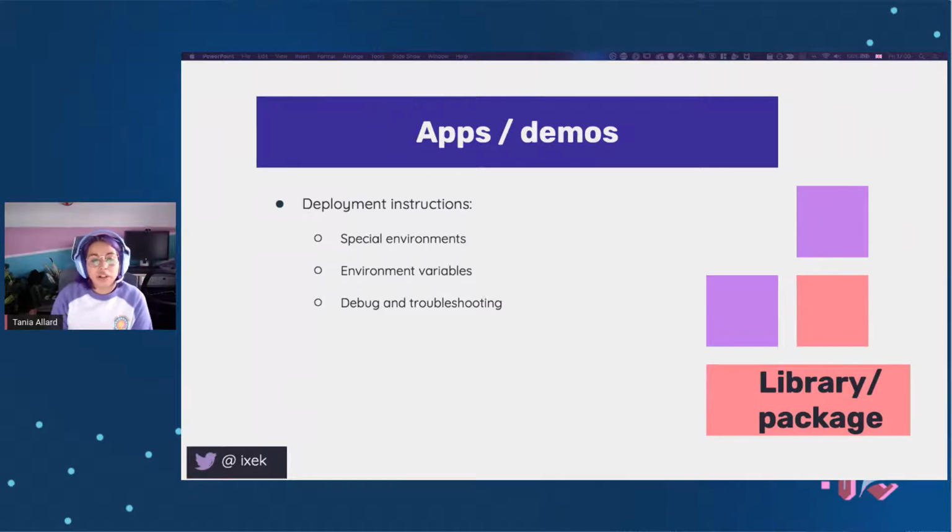So if they are going to need to set environment variables that are later going to be used for deployment and can lead to security breaches, make a note of this and make sure that they are aware of these possible breaches. Also, provide details on how they can debug your app, how they can debug your demo, and how they can troubleshoot the most commonly faced issues.